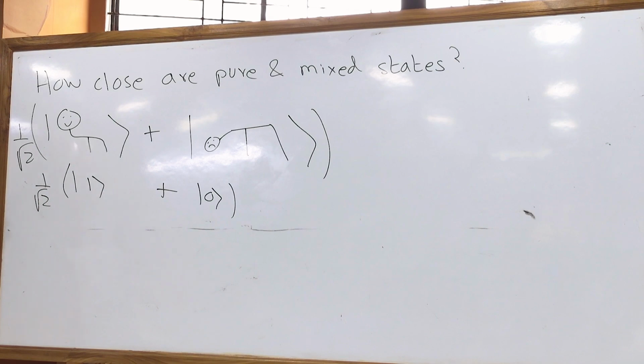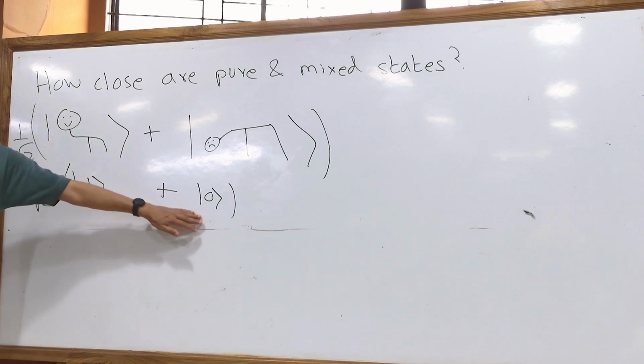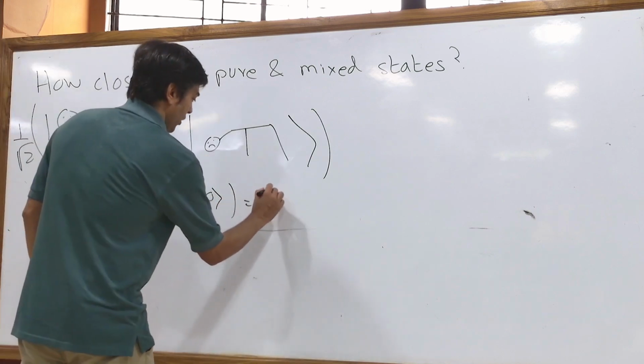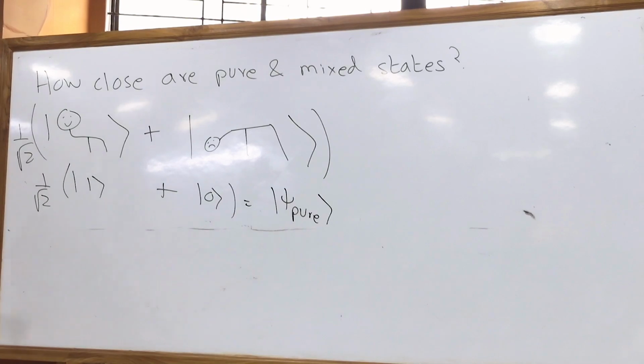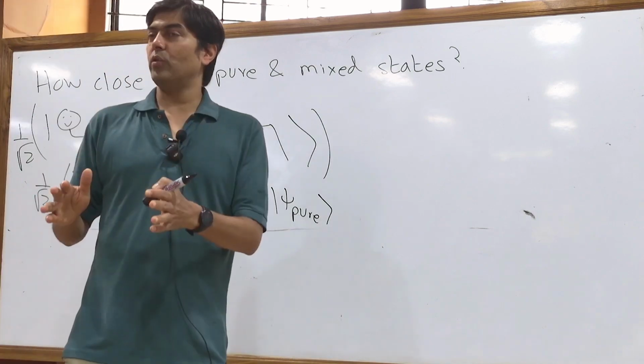Even though, if you make a measurement, so the cat was good for a joke, but for instance, if you make a measurement of sigma z in this state, which in this case is like asking the cat if you're happy or sad, you will find with probability half that the answer is 1 and with probability half the answer is 0. So let's call this psi pure. But there is another way you could have achieved the same answer classically, which is that you could have said that this cat is deterministically either in the state 1 with probability half or in the state 0 with probability half.